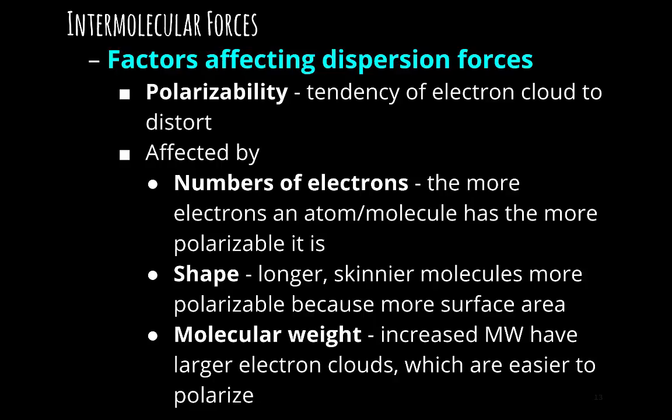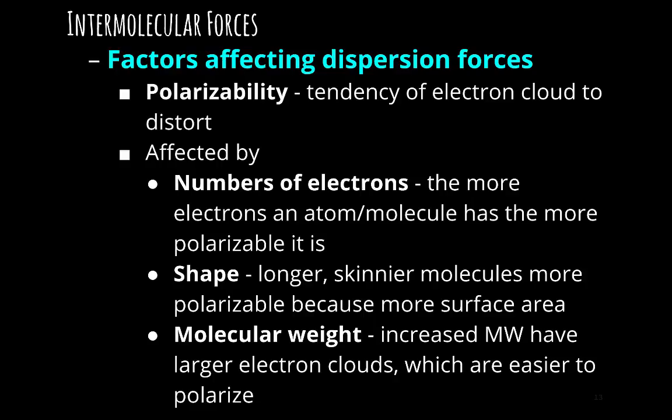Shape is another factor, and there are some pictures on the next slide. If you have something that's longer and skinnier, those are more polarizable because there's more surface area and more potential to come in close contact with a neighboring molecule. If it has an instantaneous dipole and more potential surface contact with a neighboring molecule, then it's more likely to create that induced dipole in the next molecule over.